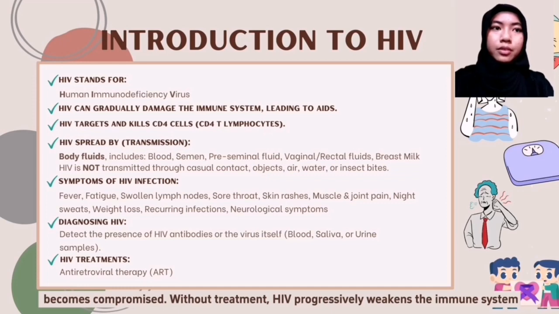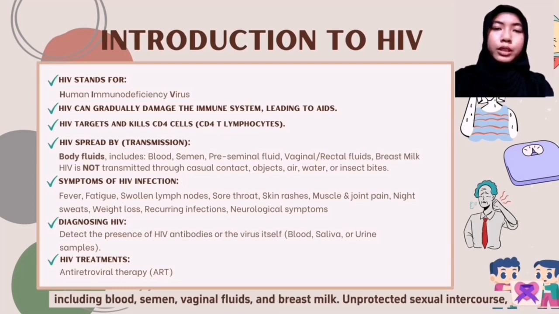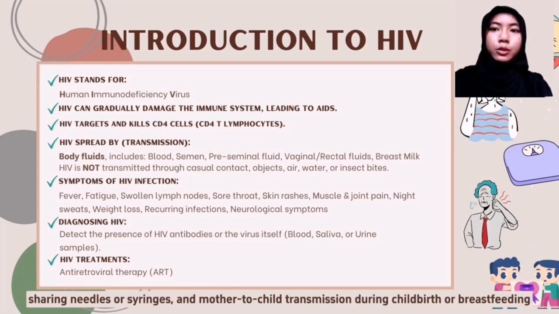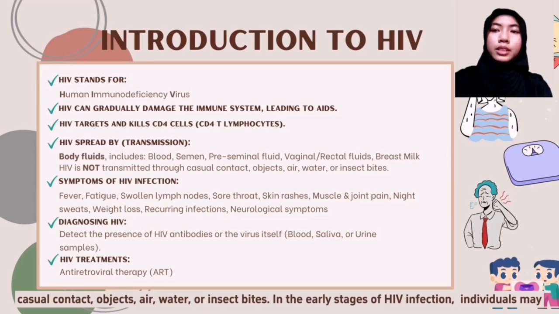Without treatment, HIV progressively weakens the immune system, leading to the development of AIDS. HIV can be transmitted through certain body fluids, including blood, semen, vaginal fluids, and breast milk. Unprotected sexual intercourse, sharing needles or syringes, and mother-to-child transmission during childbirth or breastfeeding are common routes of transmission. However, it's important to note that HIV is not transmitted through casual contact, objects, air, water, or insect bites.